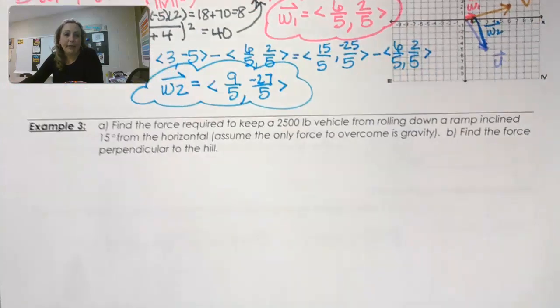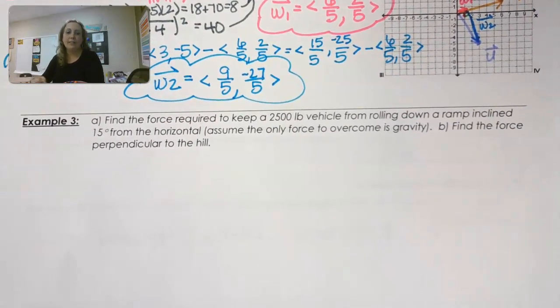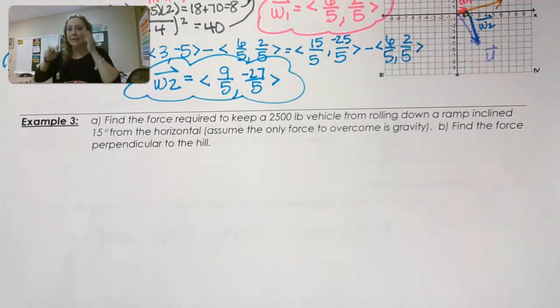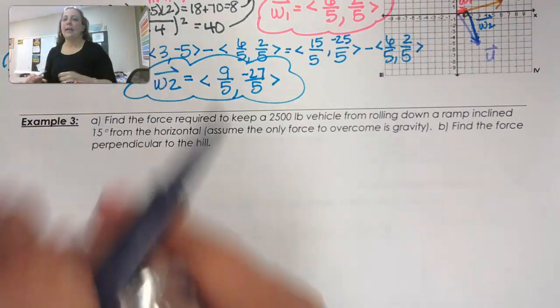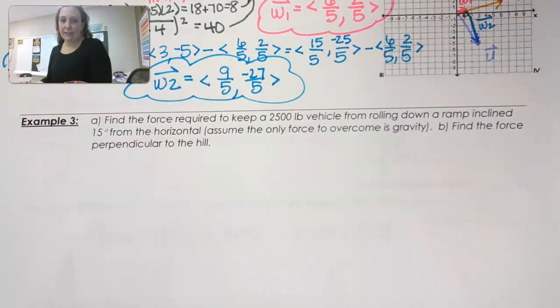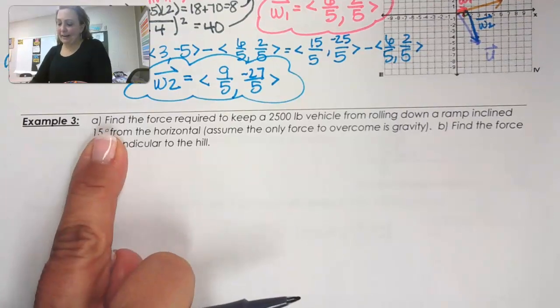So in example 3, it says, find the force required to keep a 2,500-pound vehicle from rolling down a ramp inclined 15 degrees from the horizontal. Assume the only force to overcome is gravity. Then we'll find the force perpendicular to the hill. But let's just start with letter A first.